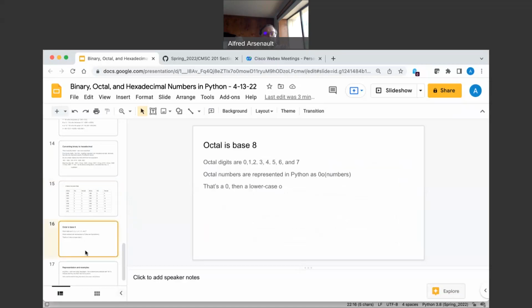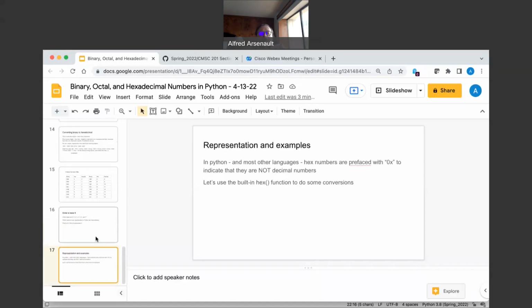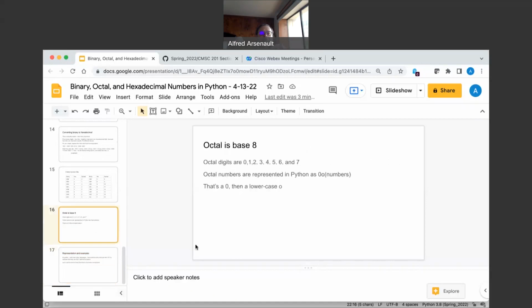The last thing we'll talk about used to be important, but is less so now, and that's called octal. When computers had fewer bits, octal was more important. For now, it's not a big deal. Octal is base 8. The symbols that are needed are 0, 1, 2, 3, 4, 5, 6, 7. They are represented in Python as 0, then a lowercase letter o, and that means it's an octal number.